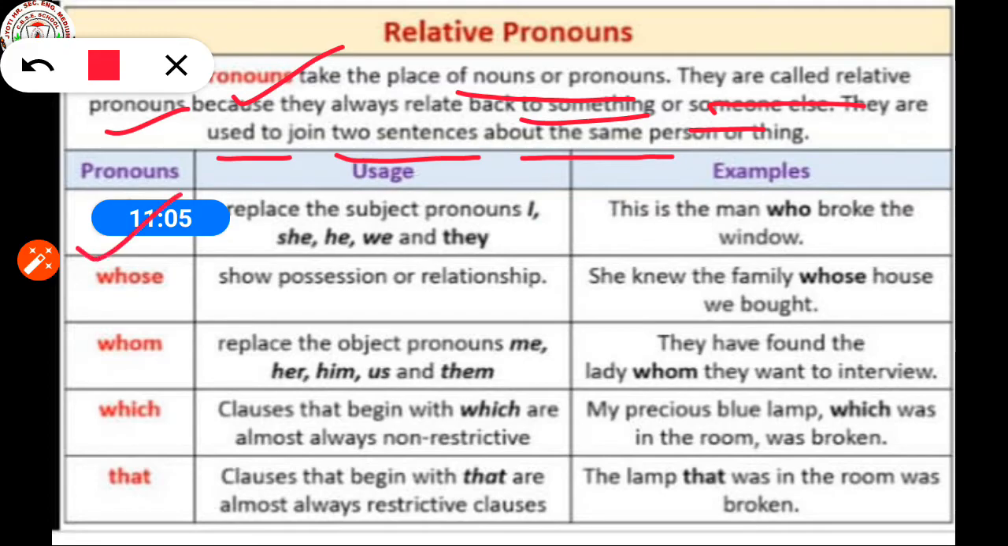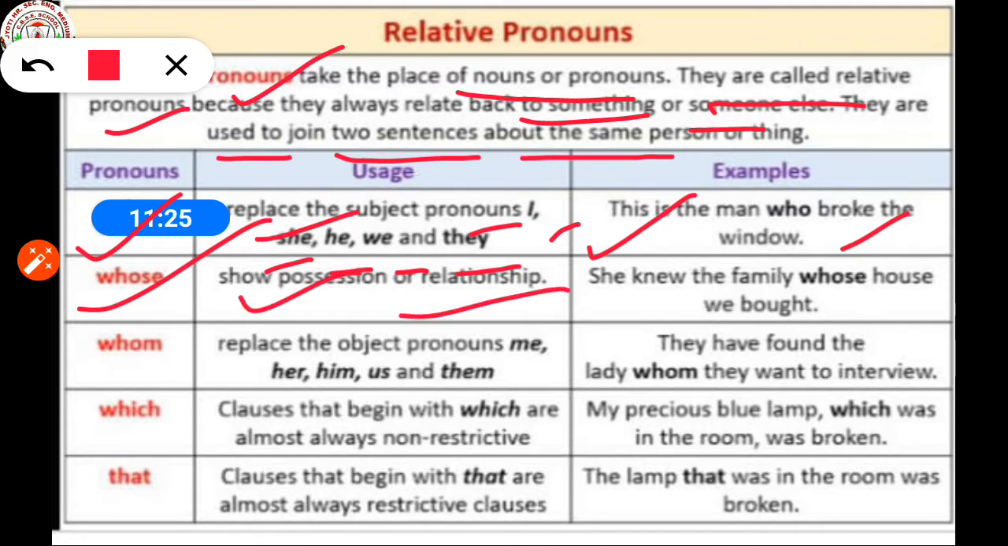We use who when we replace the subject pronouns I, she, he, we and they. You can see the example. This is the man who broke the window. In relative pronouns, whose shows position or relationship. You can see the example. She knew the family whose house we bought.